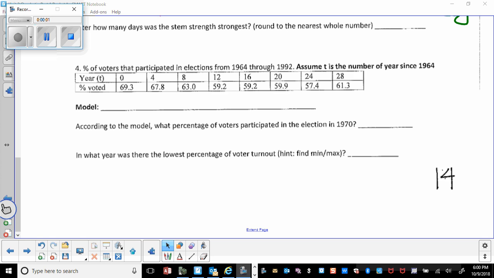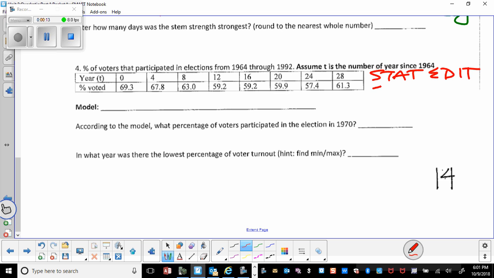We have the percentage of voters in each year. So if I have a table, that's going to be a regression. So I'm going to do stat, edit, and then stat, calc. Right? So here we go.